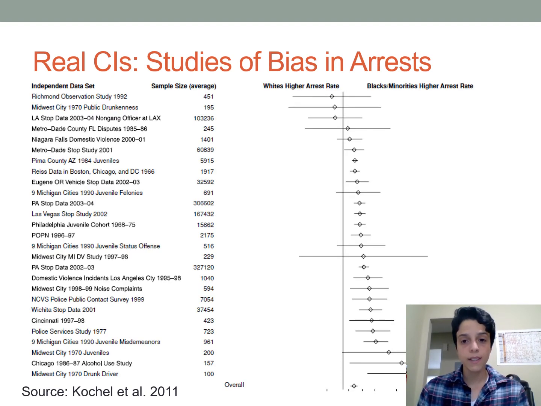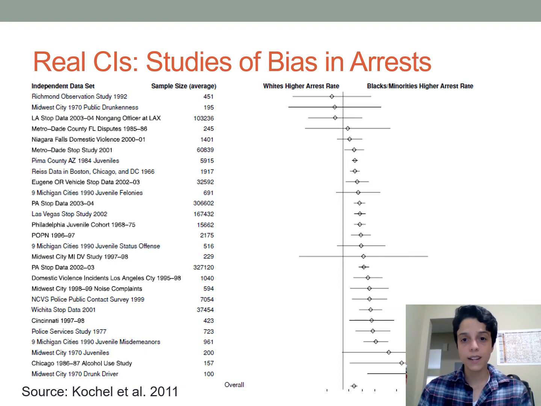And what they did was they used statistical methods to estimate bias in arrest based on a whole bunch of different samples where they looked at that. And then they created a confidence interval around each of those point estimates. And what this graph shows would be a central line where there is no bias whatsoever. And then if you go to the right of that line, that would show bias against blacks or minorities, depending on what the sample was looking at. And then if you were to go to the left of that line, it would show the opposite.